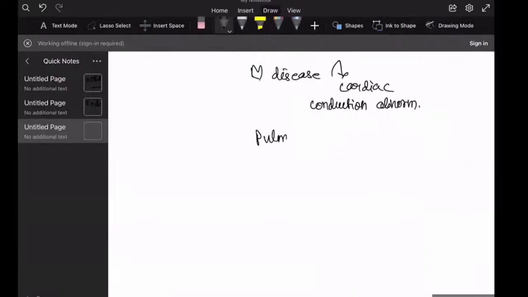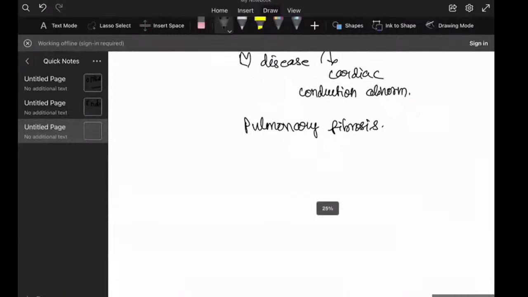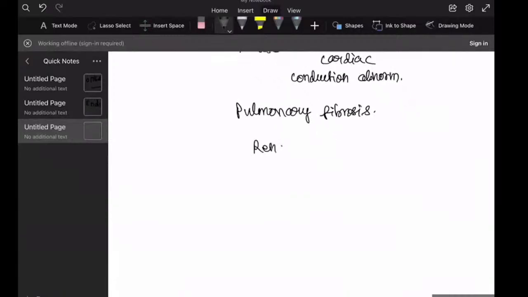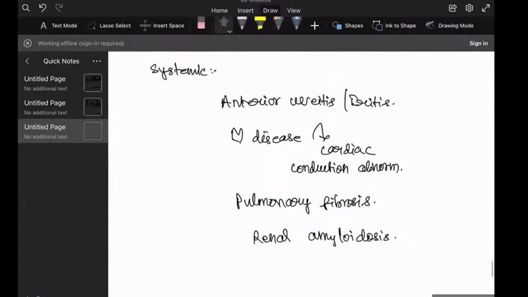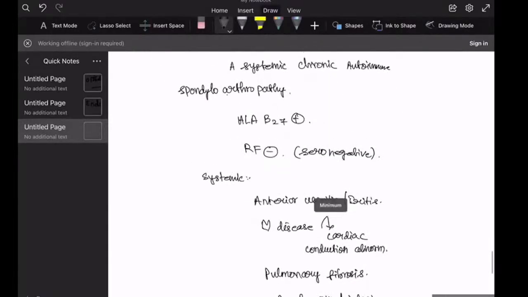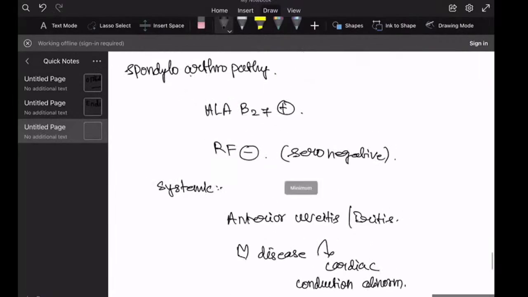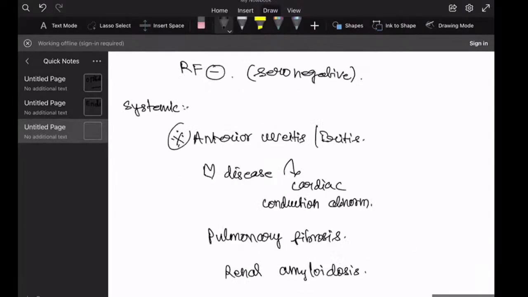There can be pulmonary fibrosis and renal amyloidosis. These are some short important points for ankylosing spondylitis. This one has been asked.